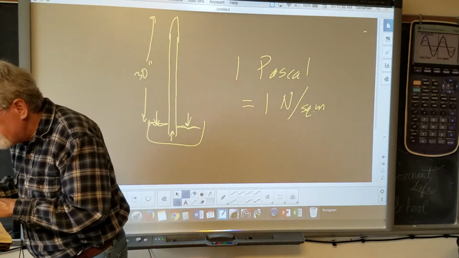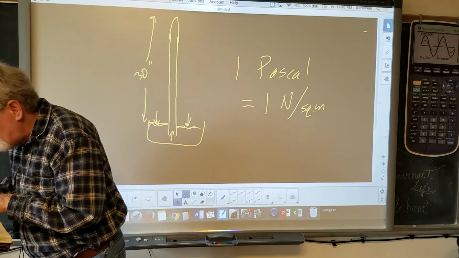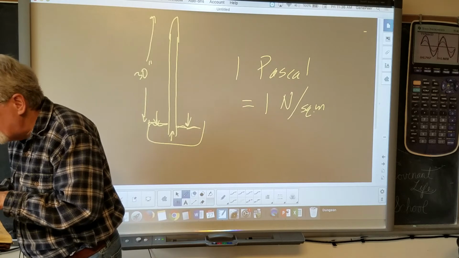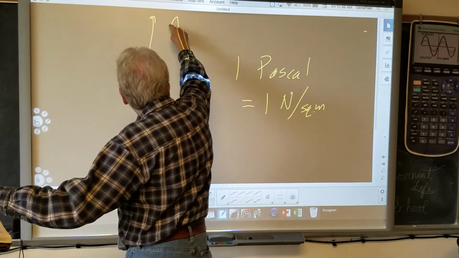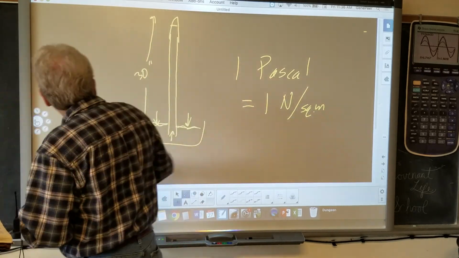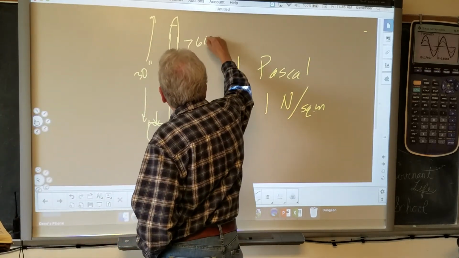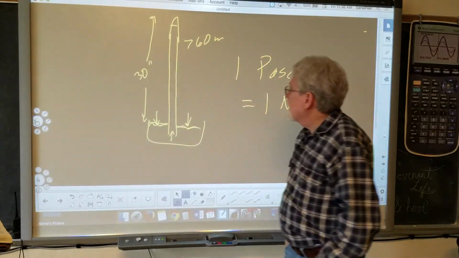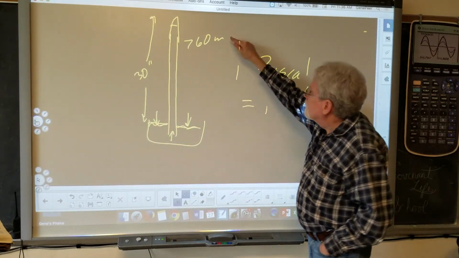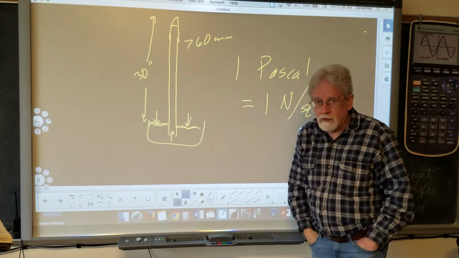Now, he gives us a better number here. He tells us on page 271 that the average height of the mercury in the mercury barometer would be about 760 millimeters. So we might measure the atmospheric pressure in millimeters of mercury.